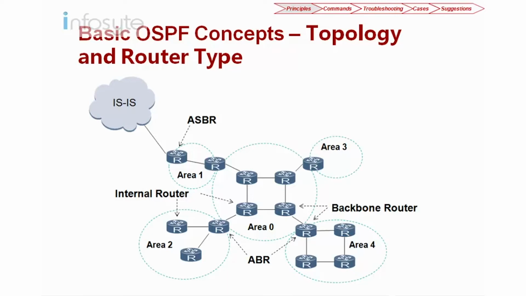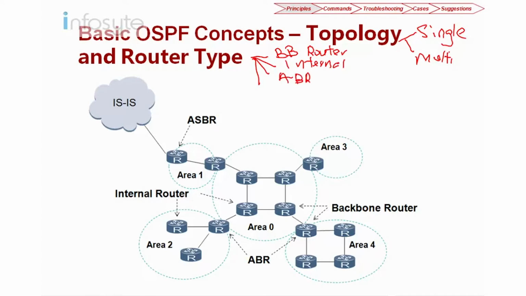Based on the topology, we can have either a single area or multiple areas. So we have four router types: backbone router, internal router, ABR, and ASBR. These are the four different router types and two different topologies, single area or multiple areas.